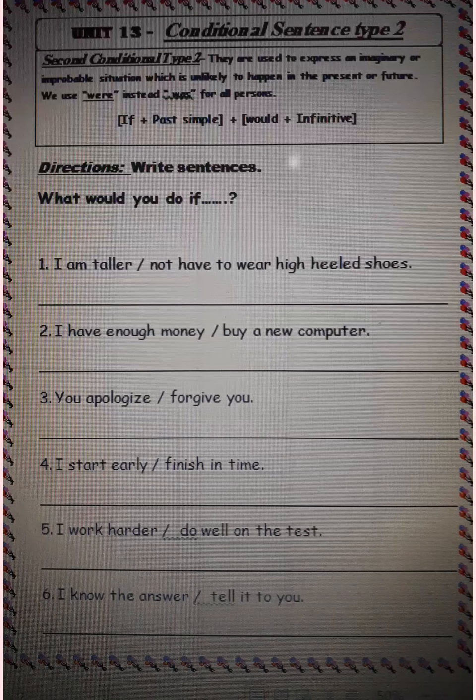Let's move on to Unit 13, Conditional Sentences Type 2. When we imagine something which probably won't happen, we use a conditional sentence type 2 to talk about it. We use a past tense verb in the if clause. After if, we often use were instead of was for all persons. We use would with the infinitive or base form of the verb in the main clause.